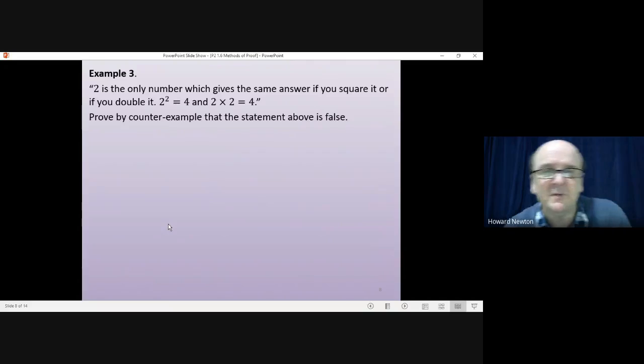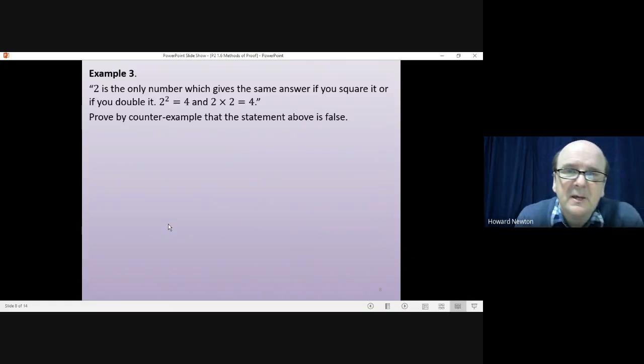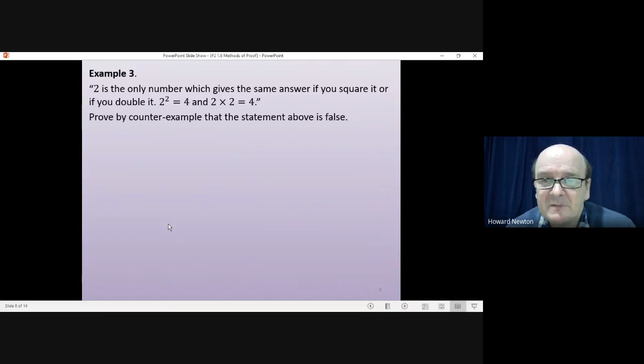Okay, example 3 should be familiar from the last lesson, which we proved using an algebraic method. This time there's a lot quicker method to use. So example 3 has the statement that 2 is the only number which gives the same answer if you square it or if you double it. So for example, if you square 2, you get 4. If you double 2, you get 4. But this time we're asked to prove by counter-example that the statement above is false. That means we just need to find any other number other than 2 where that works.